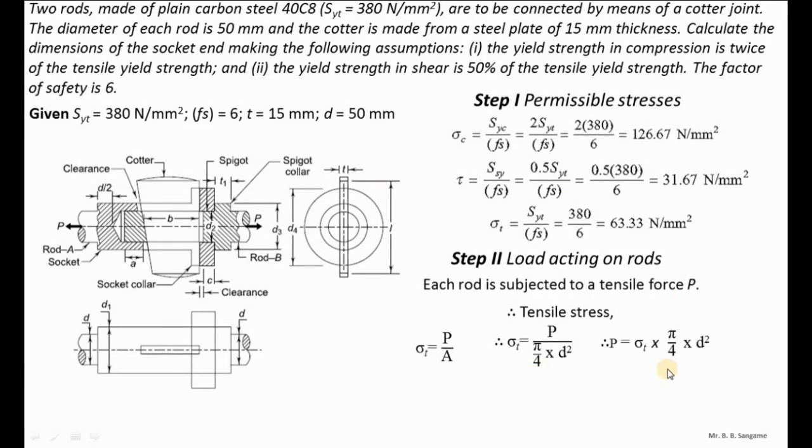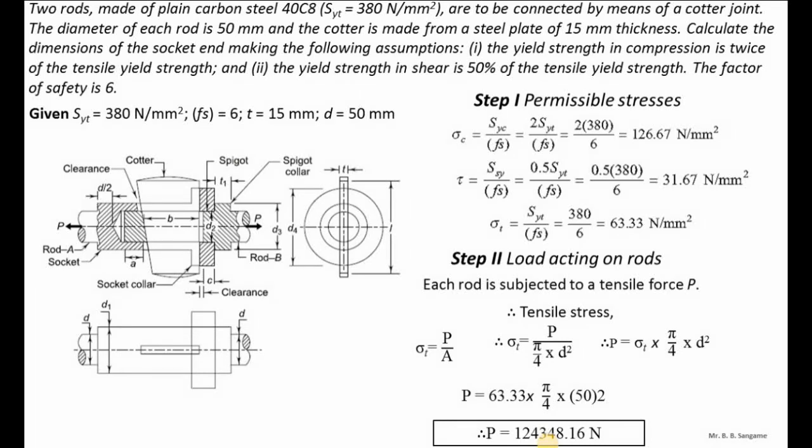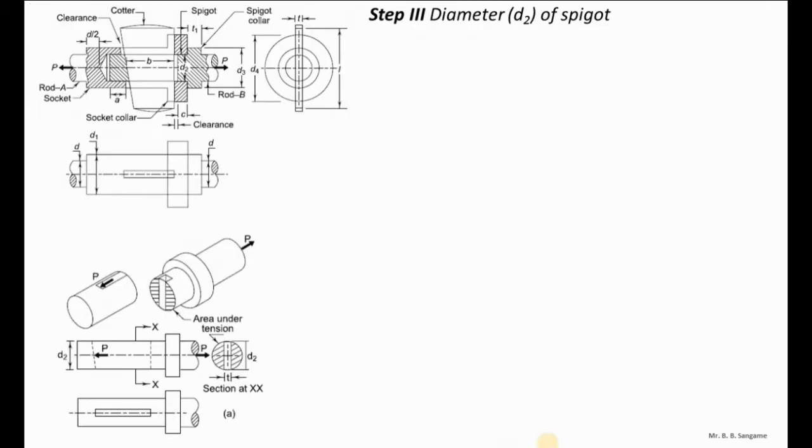So P will be equals to sigma t into area, which is pi by 4 d square. So we have the value of d, we have the value of sigma t. Right now we have calculated it is 63.33. So we can calculate the applied force. By simplification I found that the applied force is 1,24,348.16 Newton. Okay, so finally we have calculated the applied force.